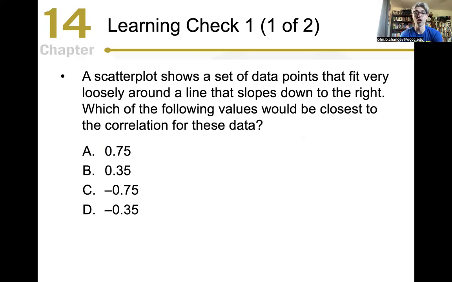So pause the video. You might even want to draw it out. You might want to visualize a line that's going from left sloping down to the right with a looser pattern of data. Pause the video, think of your answer, then come back.